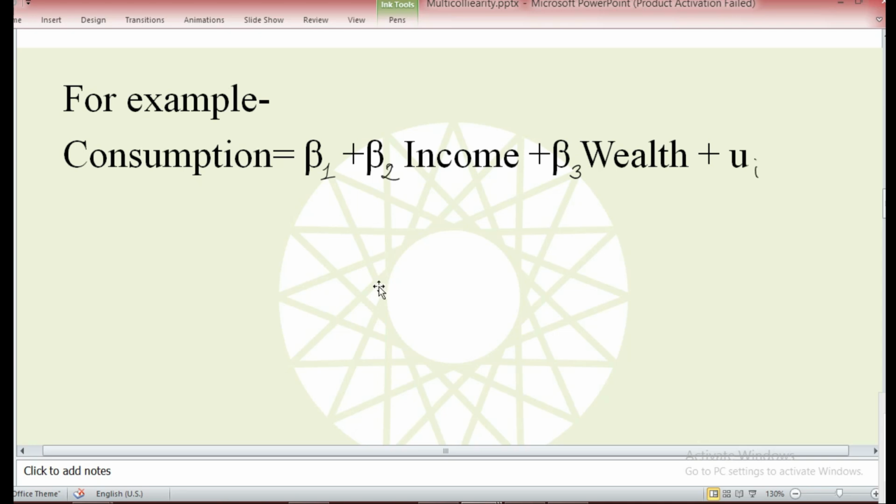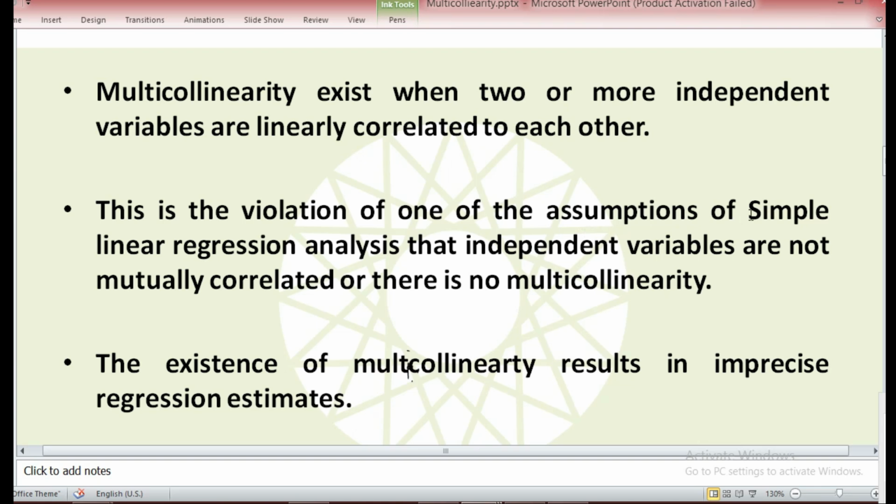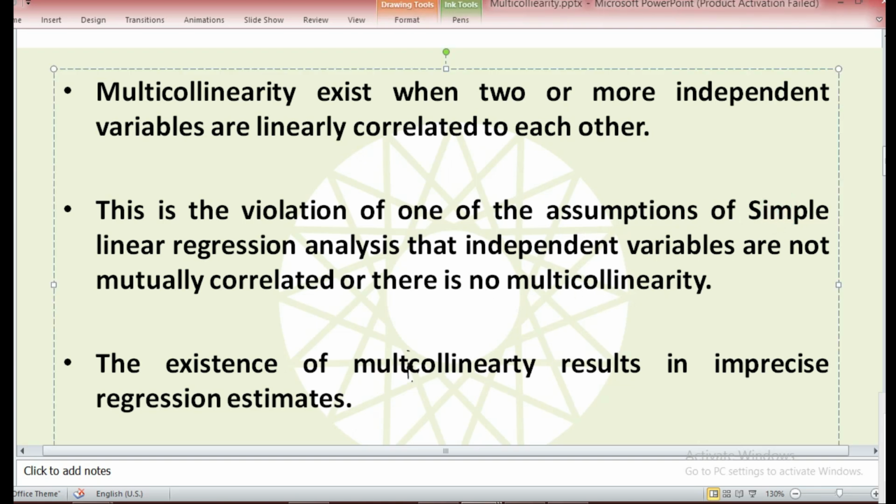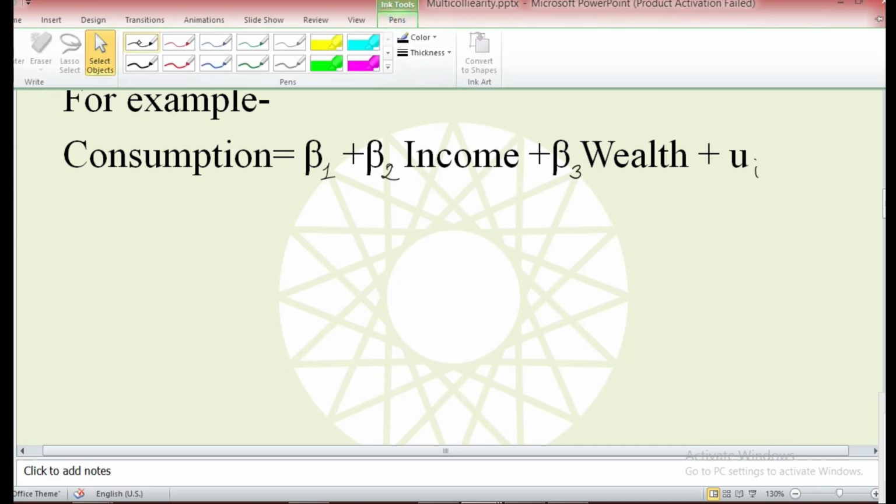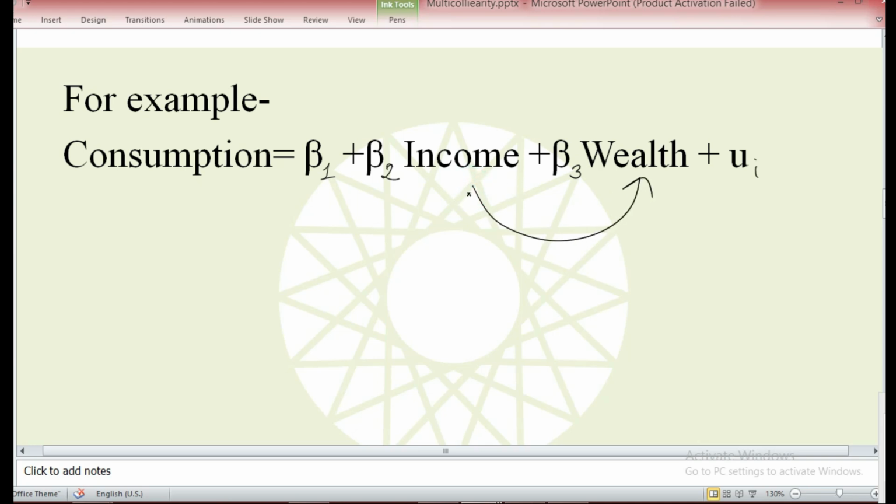For example, here we want to have the impact of income and wealth on consumption. Here beta 1 is the constant, beta 2 is the coefficient, beta 3 is the coefficient, and u is the error term. Income and wealth generally have a positive effect on consumption pattern, but you can see here that there are more than one independent variable, that is income and wealth. And according to the assumptions of the simple linear regression model, there is no multicollinearity. That means income and wealth are not related to each other, or there is no linear relationship between the two explanatory variables.